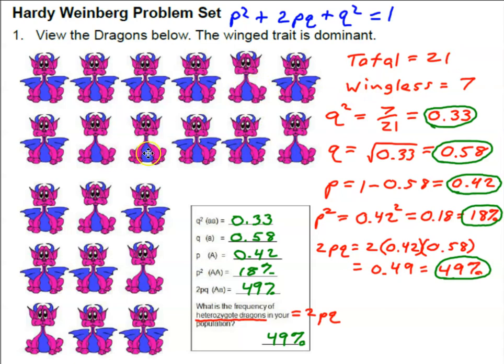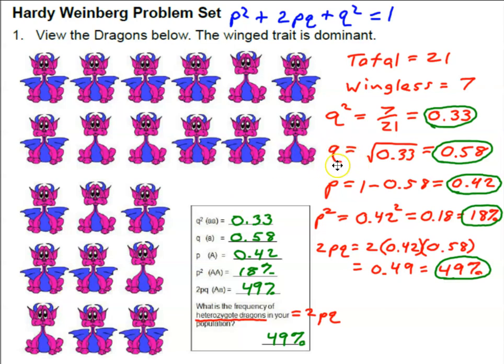So 1, 2, 3, 4, 5, 6, I missed one, 7. Anyway, there are 7. To calculate q squared, which again is the genotypic frequency of the homozygous recessives, that would be all these dragons that don't have wings, 7 divided by 21 is 0.33. I circled that because that's one of our answers here. This is what we're being asked to calculate. So 0.33. Now from that, you can calculate q. And remember, q is the frequency of the recessive allele.